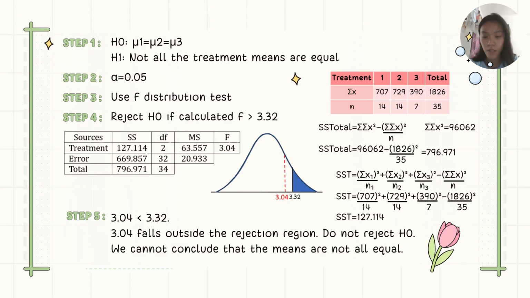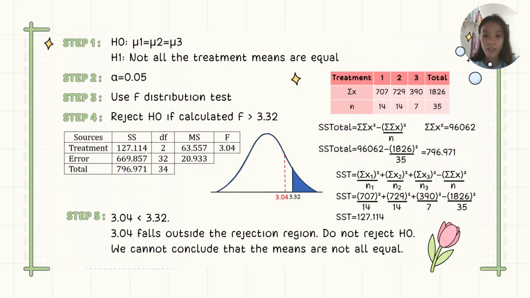And then the degrees of freedom were already found when we found the critical F. It will be 2 and 32. And then the mean square will be the sum of squares divided by the degrees of freedom, which for the treatment is 127.114 divided by 2, equal to 63.557. And then for the error it is 669.857 divided by 32, equal to 20.933. And then to get our statistic, F is equal to the mean square of treatment divided by the mean square of error. So it will be 3.04.